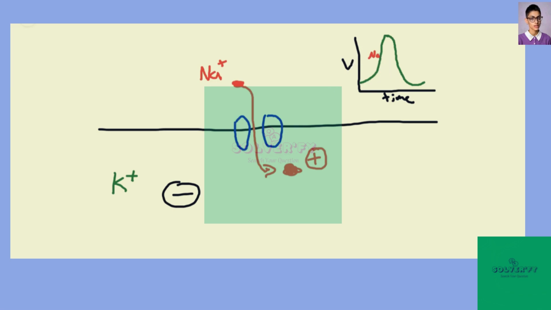So the correct answer to this question is A, that a nerve impulse opens the voltage-gated sodium channel, which makes sodium ions enter the cell and depolarizes the membrane.